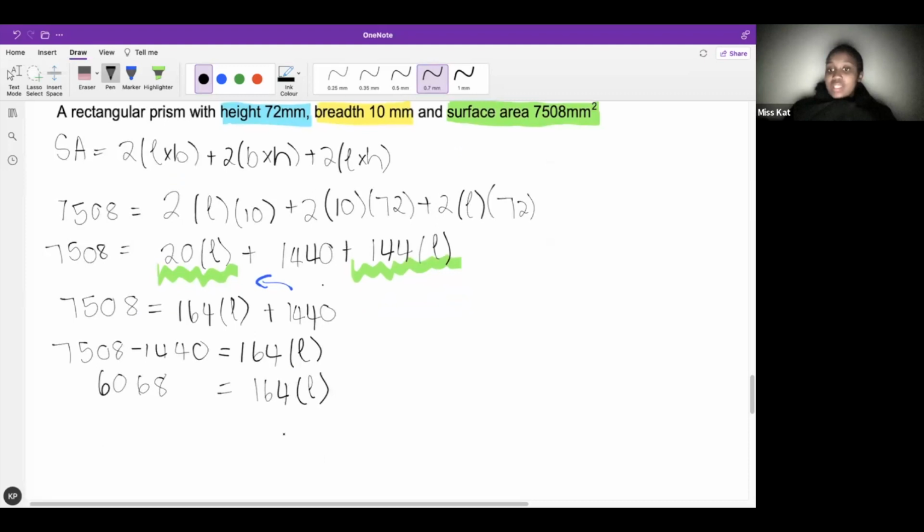Final steps, guys. How did you get it, Abu? Tell us. There we go. Divide by 164 on both sides. Therefore, my length is 37. What's my unit? Length is 37, millimeters. There we go.